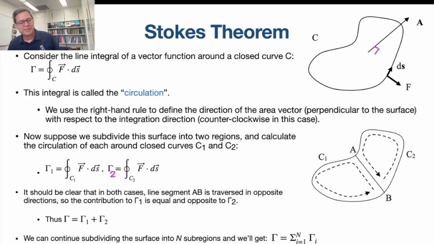Obviously now we can continue subdividing this region into essentially n subregions, where n is large. And so we'll get that the total circulation, no matter how many small regions I draw inside my overall bounded surface, is just the sum of the individual circulations of every little subregion. Now what we're going to do is let n get very large so that these subregions become infinitesimal.